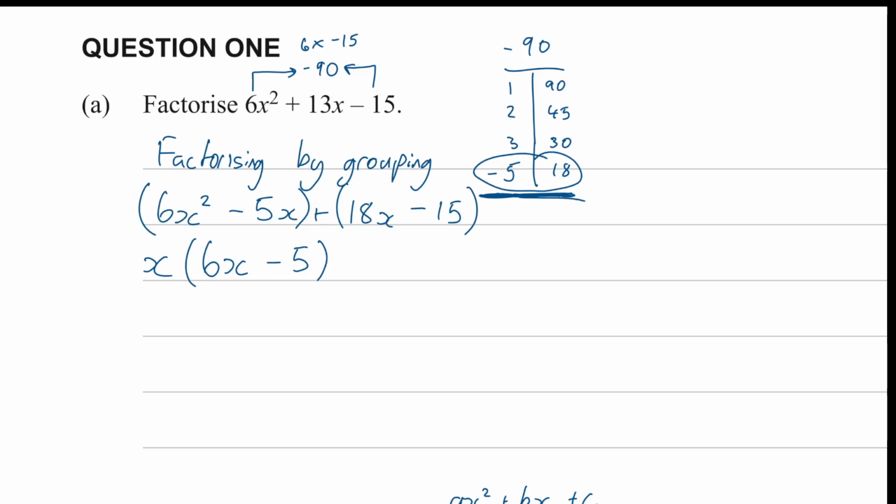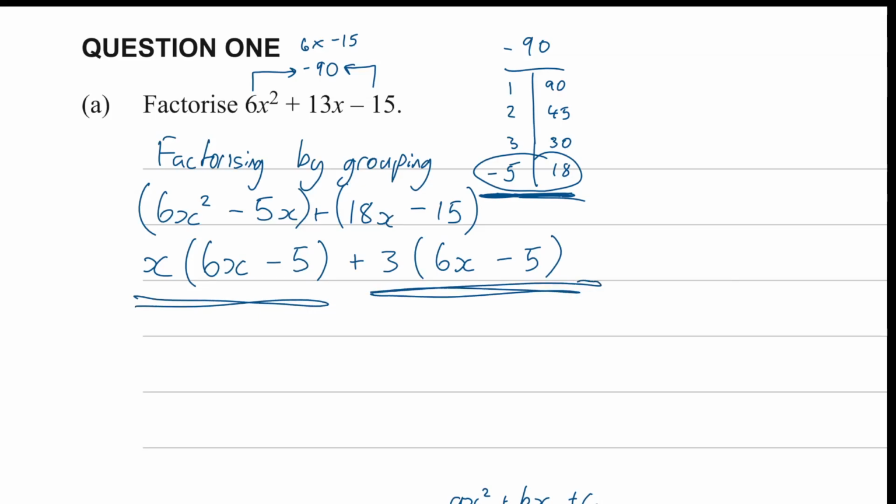Now to 18x minus 15, we look for the highest common factor. Between 18 and minus 15, that would be 3. So we have plus 3, and then what's left over is 6x minus 5. So 3 times 6x is 18x, and 3 times minus 5 is minus 15. And now you might have noticed that both terms have 6x minus 5. So we can actually factorize it again.